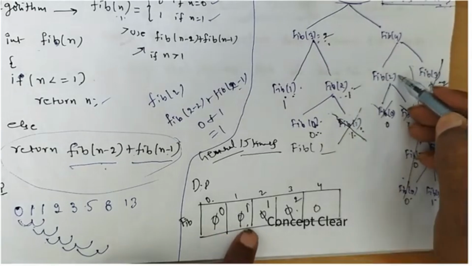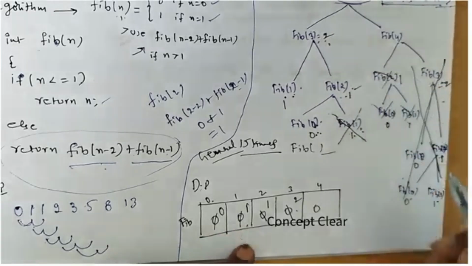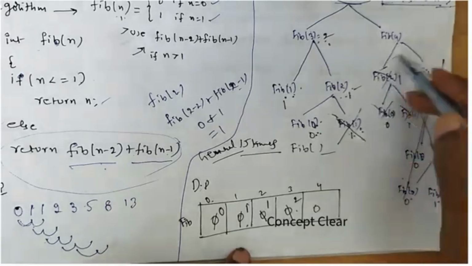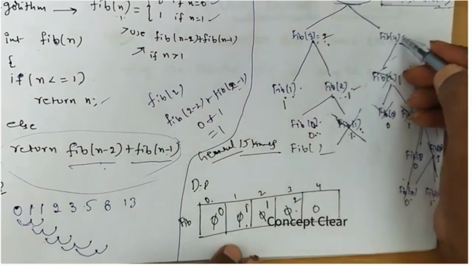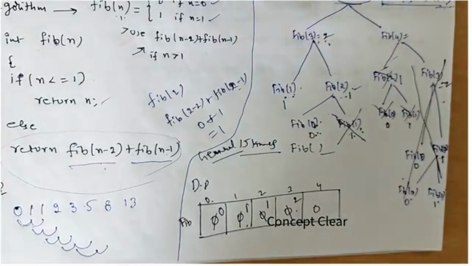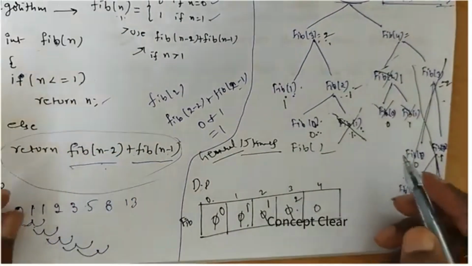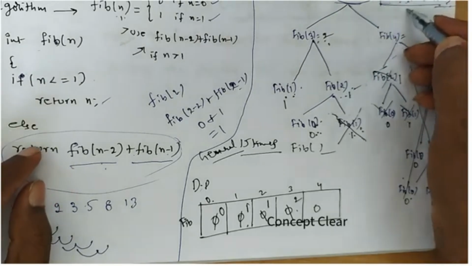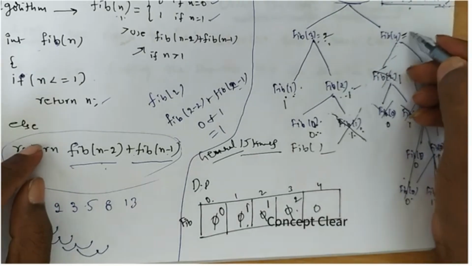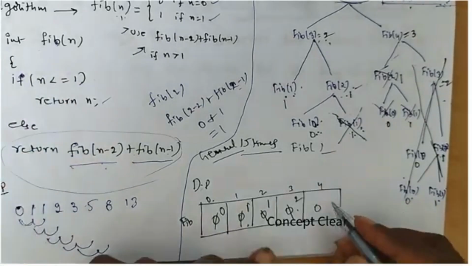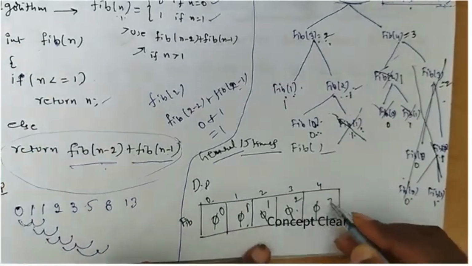And fib of 2 value equals 1, it is also not calling. And this entire part is not calling again. And what about fib of 4 value? The fib of 4 value, we have to call. If you implement fib of 4 using this formula, we will get fib of 4 value equals 3. So we are overriding this 0 with 3.